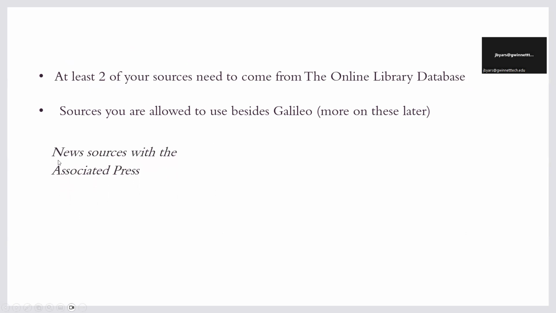News sources with the Associated Press, AP. So like Gwinnett Daily Post is a newspaper published in Gwinnett County, Georgia. It uses Associated Press articles. Okay, they're AP articles. If you don't see anything that says AP, then don't use it.